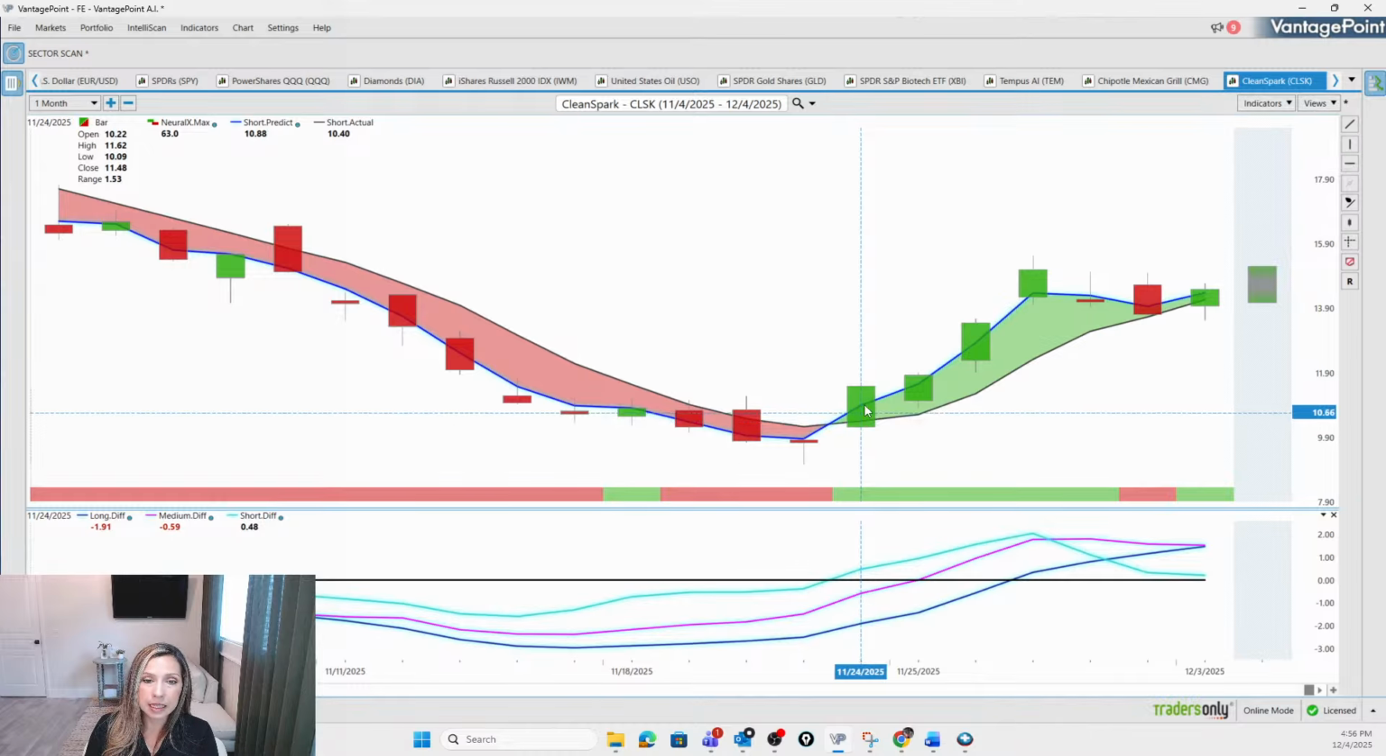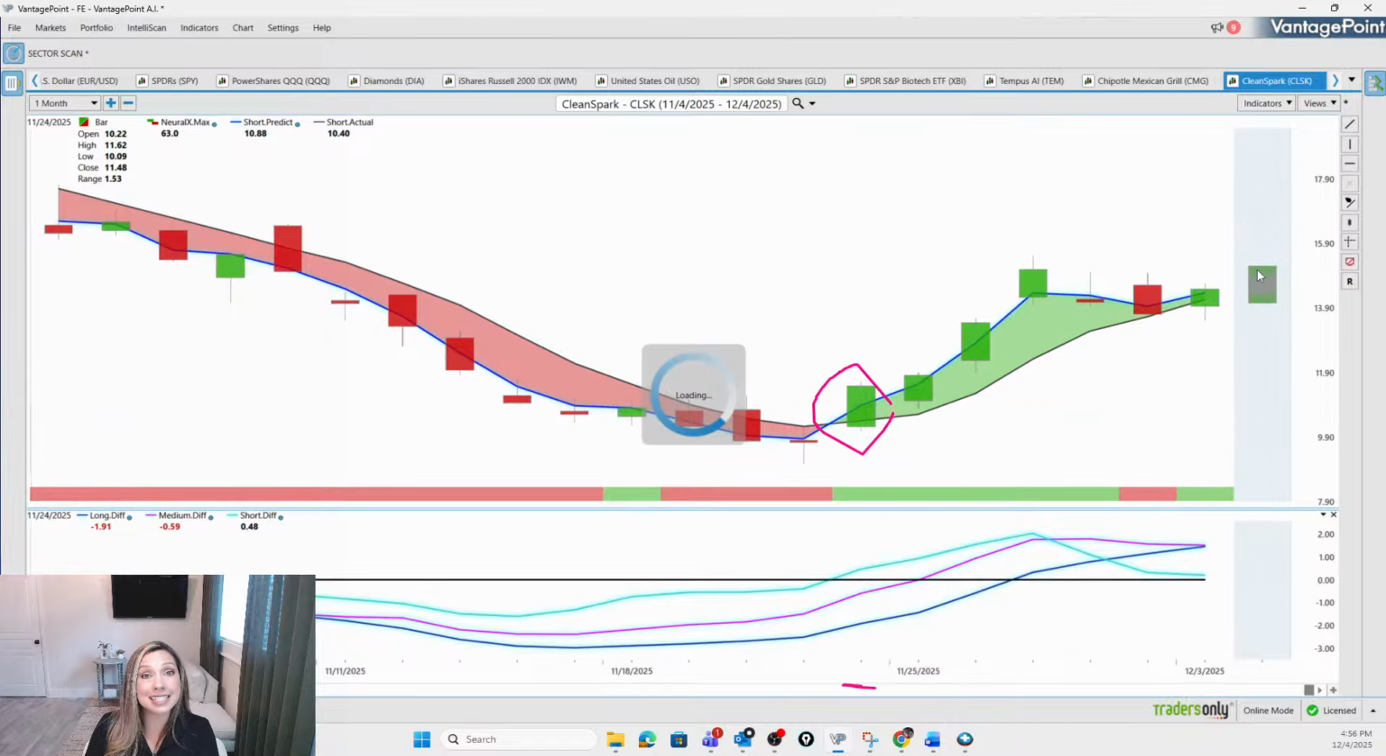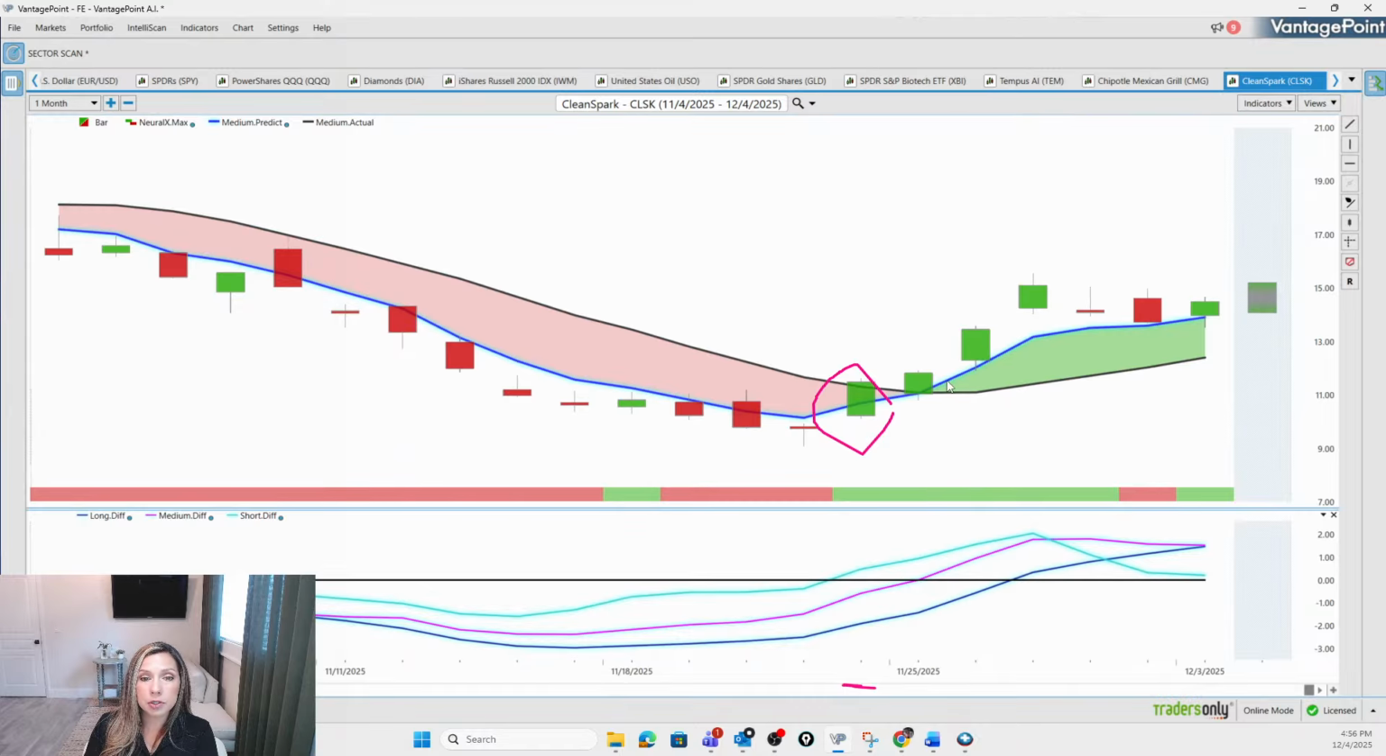So let's jump into this shorter term expectation here. So if you notice, you have that bullish crossover to the upside on the short term 1-day trend expectation. That did give you an earlier signal. That was on 11/24, guys. All right. Let me just jump on over to the medium term crossover so you can see the difference here. The medium term crossover you can see is a day later.